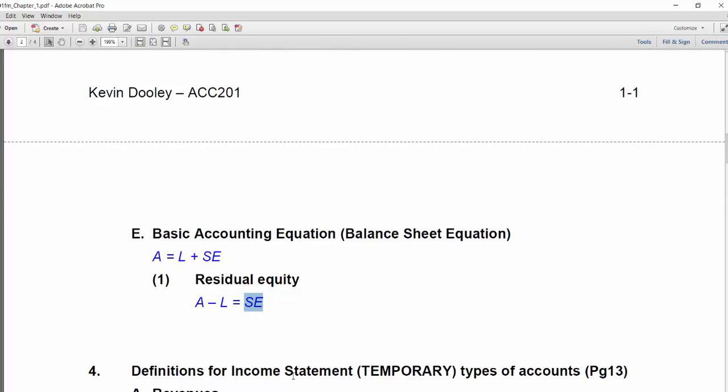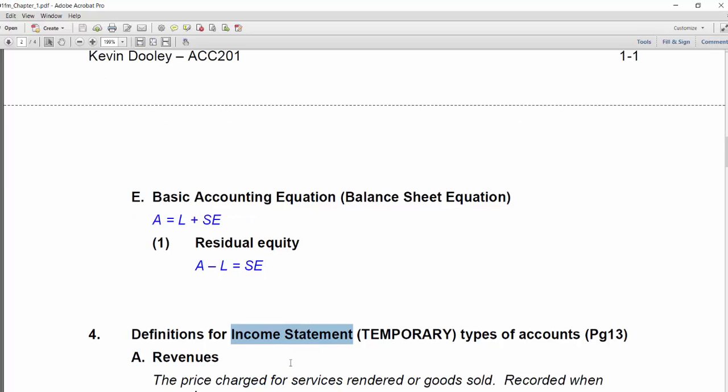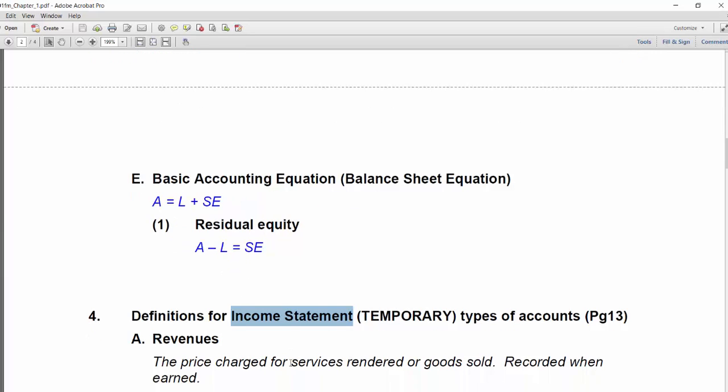There are other kinds of accounts we're using, known as temporary accounts. Temporary accounts consist of three major types. Two of them are connected together on the income statement, and one of them goes on the retained earnings statement. The income statement accounts are revenues. Revenues is the price that we charged our customers or clients for services we rendered or goods that we've sold, and we always record them when they're earned.